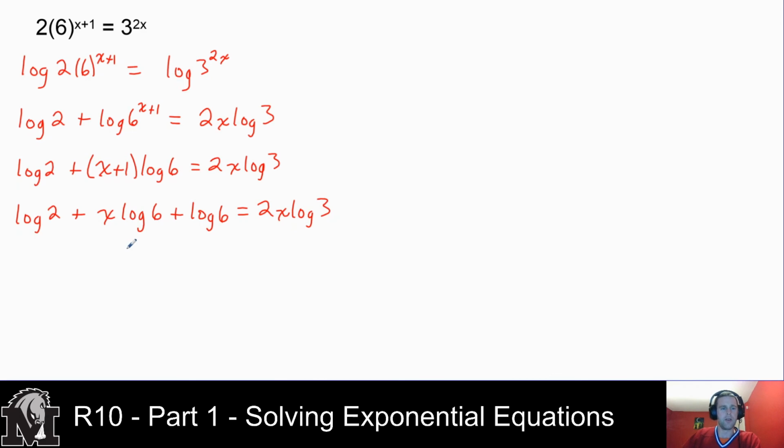Then I'm going to bring all of the terms that have an x to the same side, and everything that doesn't have an x goes to the other side. So we already have log 2 and log 6 on the left. I have an x on the right and 1 on the left. So if I move the x log 6 over to the right-hand side, then I've separated things nicely. So log 2 plus log 6 is what's remaining on the left. And I have this 2x log 3. To move this over, I have to subtract it, so minus x log 6.